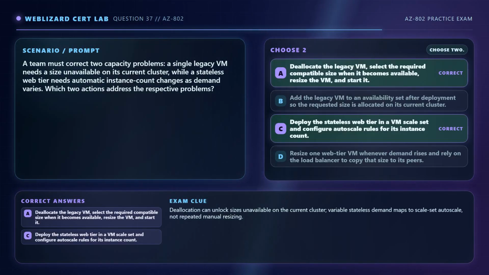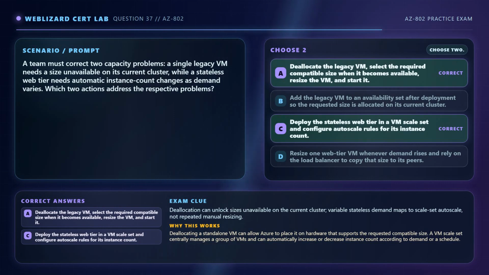The correct answers are A and C. Option A. Deallocate the legacy VM, select the required compatible size when it becomes available, resize the VM, and start it. Option C. Deploy the stateless web tier in a VM scale set and configure autoscale rules for its instance count. Deallocating a standalone VM can allow Azure to place it on hardware that supports the requested compatible size.